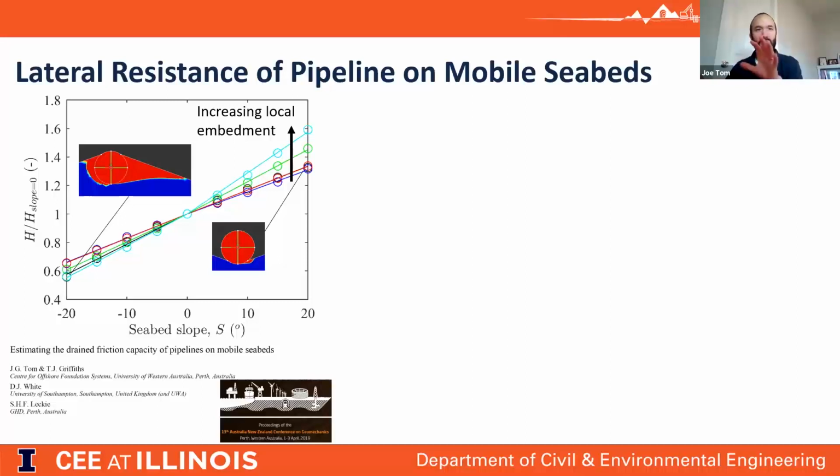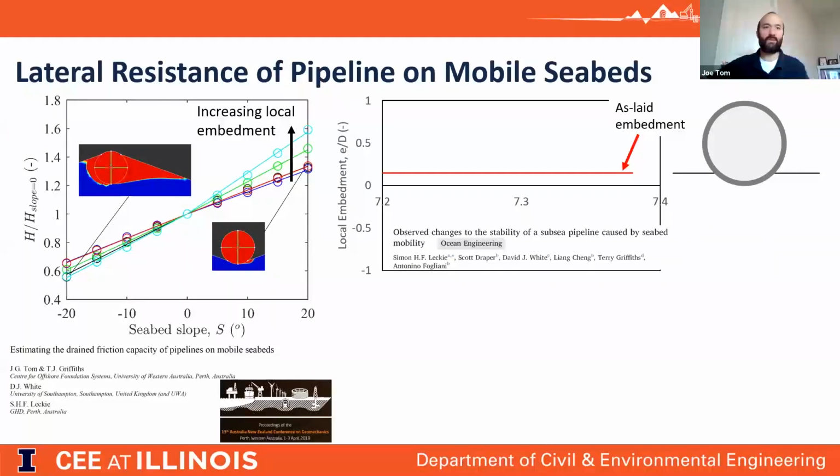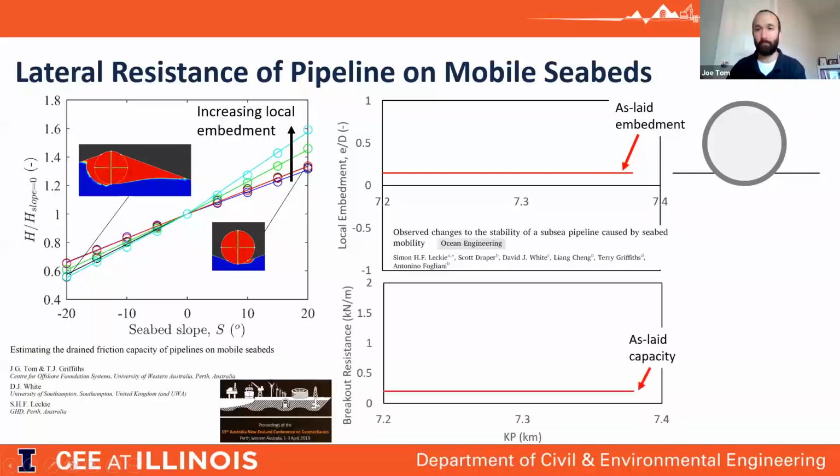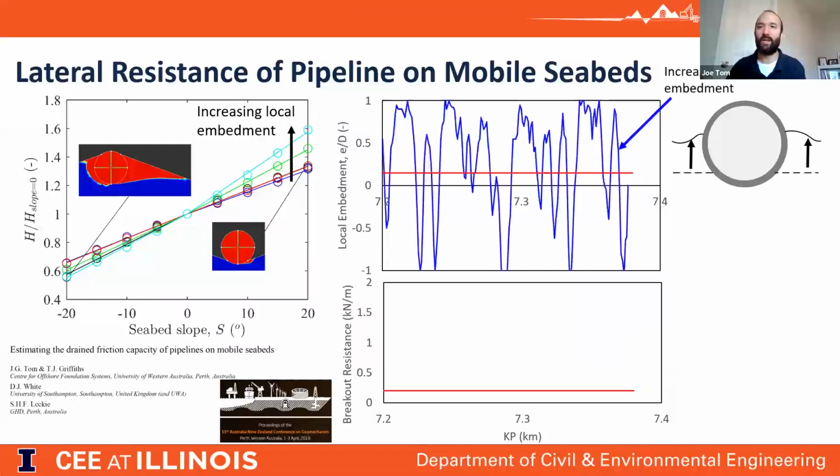And I guess one implication of that is some work that Simon did where he took similar relationships. He looked at a particular pipeline. So here we're now looking at a 200-meter long section of a pipeline in terms of the local embedment. The as-laid embedment was about 20% of the diameter, which corresponds to an as-laid capacity of 0.2 kilonewtons per meter, roughly. So just a little bit of resistance to resist the hydrodynamic loading.